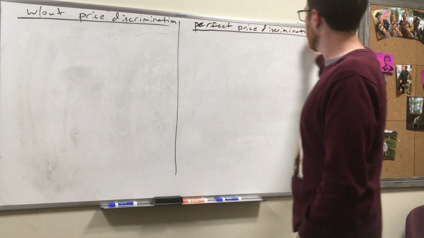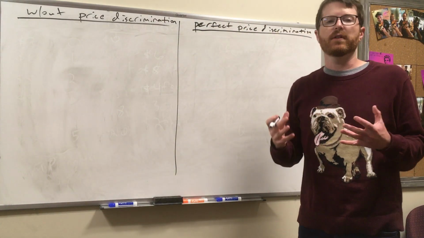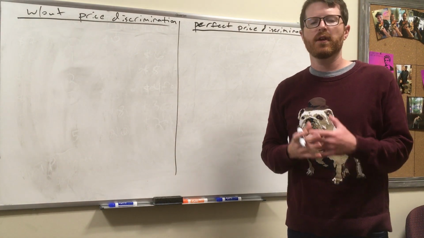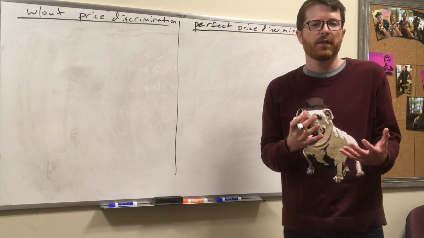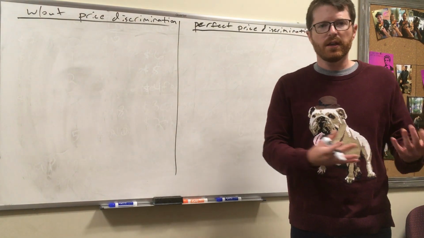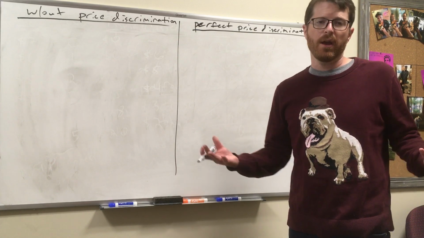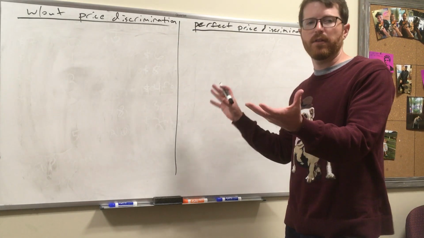And I want to draw those same graphs that we had before, but I now want to start thinking about utility. I want to think about consumer surplus, producer surplus, and deadweight loss. I want to think about, is price discrimination more or less efficient? Is it more or less equitable? If you're a consumer, would you like perfect price discrimination? So let's compare the two.